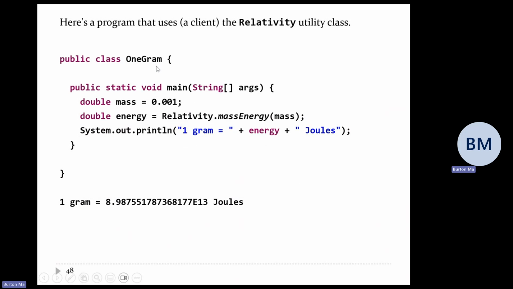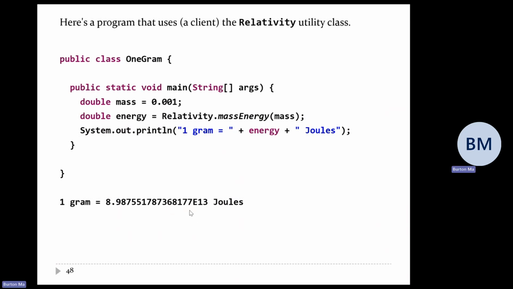So somewhere else, in another class called 1 gram, we define an amount of mass. The mass is in kilograms, so this is 0.001, that's 1 gram. A few grains of salt would be equal to 1 gram. If you calculate the amount of energy equal to 1 gram, you get this number down here.